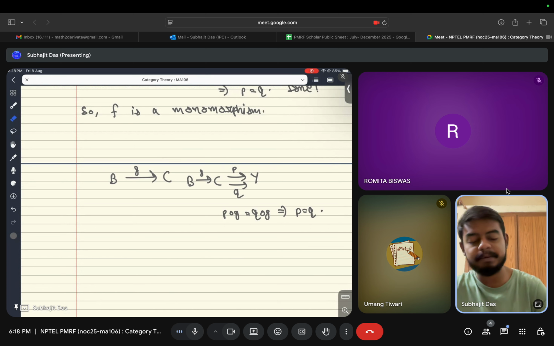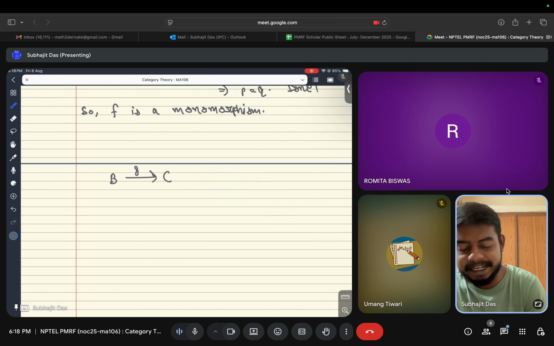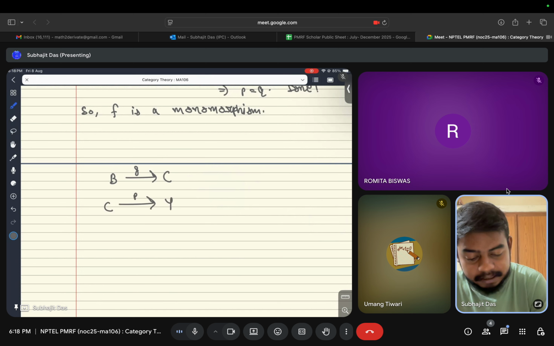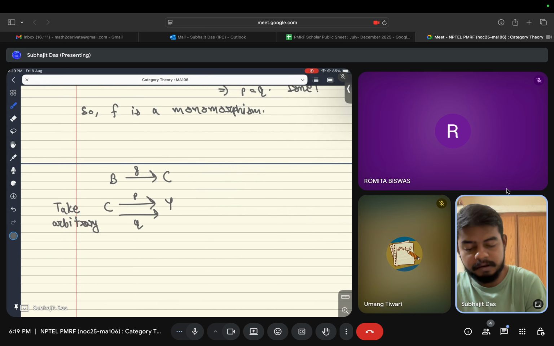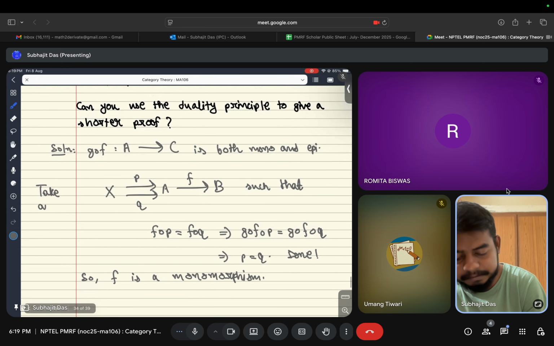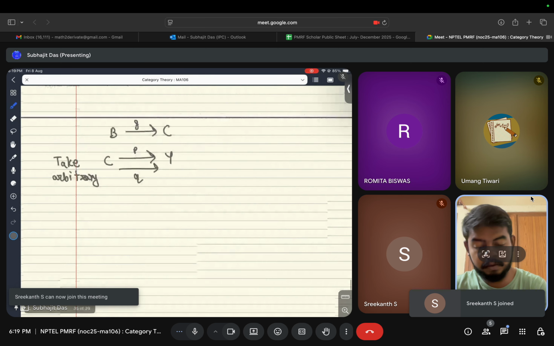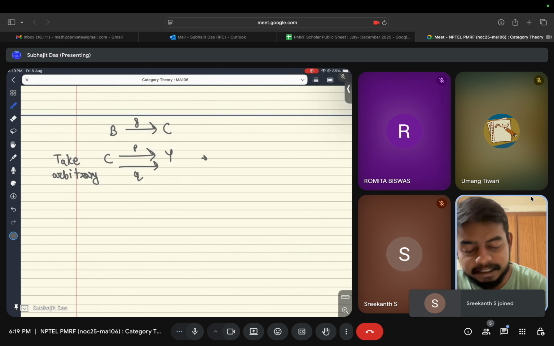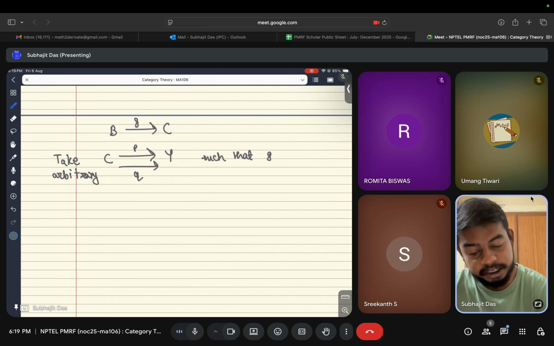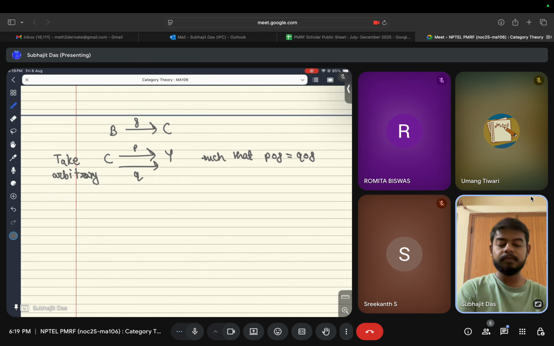So to show that G is right cancelable, what do we need to show? So we again take arbitrary morphisms, C to Y, P and Q, such that P composed with G is Q composed with G. We need to show that P is equal to Q. How do you show this?